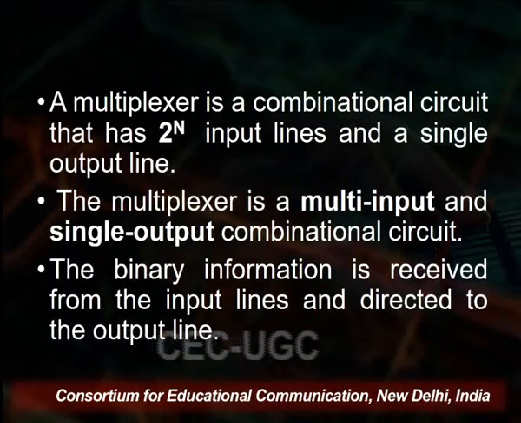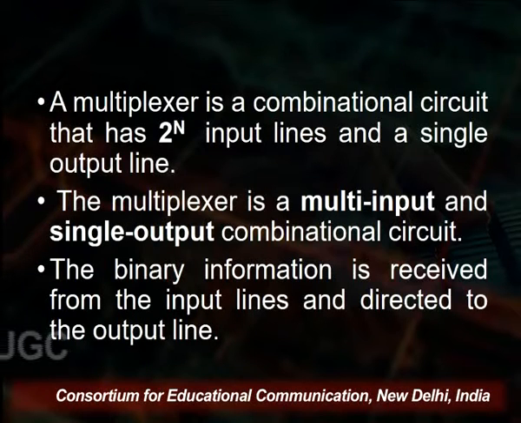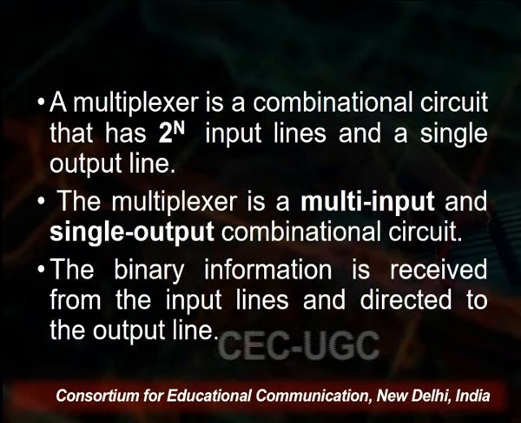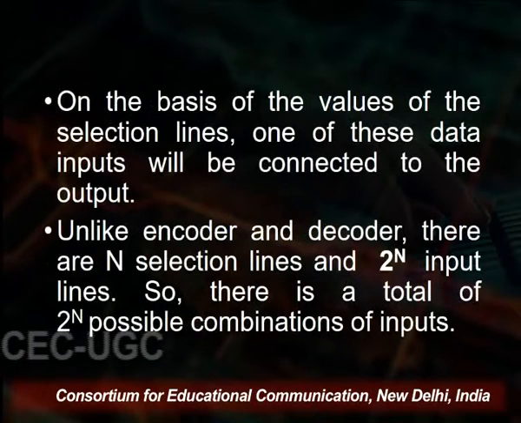Looking at this, a multiplexer, as we just saw, is also known as a multiple input and single output combinational circuit. The binary information received from the input lines is directly sent to the output line. On the basis of the values the selection lines have, one of these data inputs will be connected to the output, and that's what a selection line does.